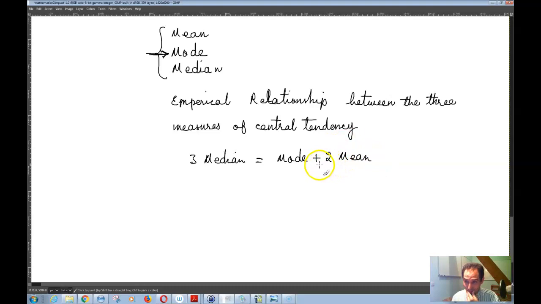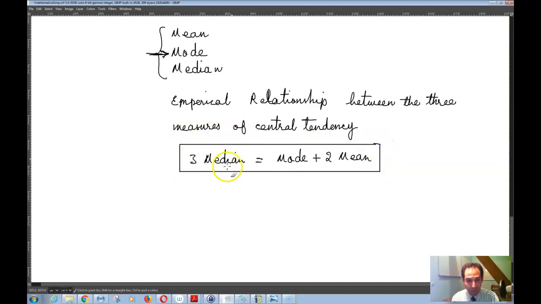This is remark number 1. Remark number 2 is the median of group data with unequal class sizes can also be calculated, but we're not discussing it here, so that's not the problem. That's not for now, but basically this relationship exists between the three measures of central tendency, meaning that 3 times median is equal to mode plus 2 times mean. Mode and mean and median. Okay.